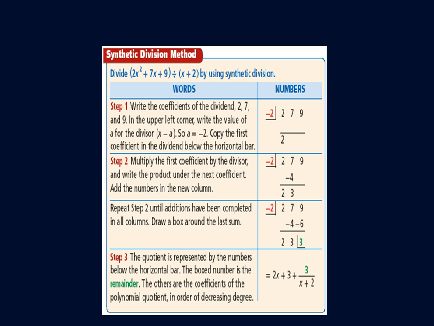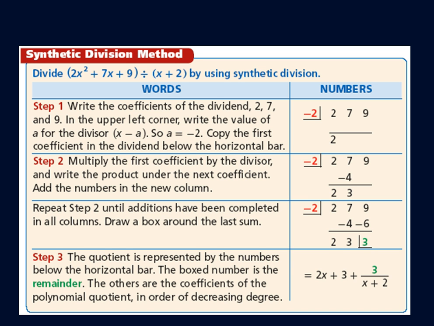Alright, let's look at this. Here it's all written out. In the next slide or two, we're actually going to work them out so you can see what's going to happen individually. But let's get started with the basics. First thing you need to do, here's your dividend. Here is your divisor. We want to make sure the dividend is in standard form. It is. And what we want to do is write the coefficients. So we got 2, 7, and 9.